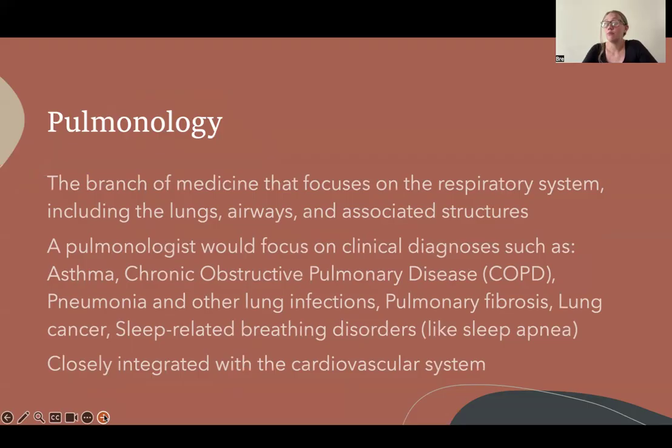Okay. Now, a pulmonologist specifically would focus on diagnoses such as COPD, pulmonary fibrosis, lung cancer, pneumonia, sleep-related breathing disorders such as obstructive sleep apnea. We hear about that a lot. That's something blocking your trachea, which means it's blocking airflow during your sleep, and that causes the individual to wake up. And we don't want that. And so a pulmonologist will also study that.